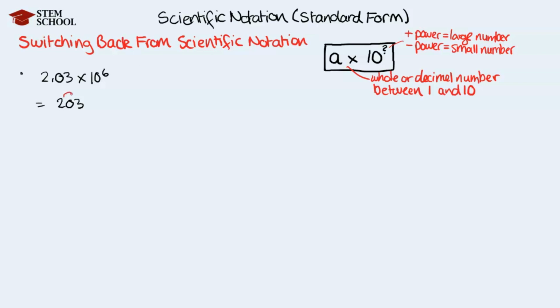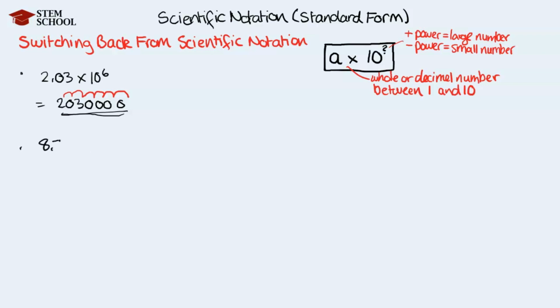From here, 2.03, 1 jump, 2 jumps, 3 jumps, 4 jumps, 5, and 6. And now you just fill in the gaps. So it'll be a 0 here, 0 here, 0 here, and 0 here. And that's the final answer. Just write a 0 underneath all the loops. Okay, now let's do a smaller example.